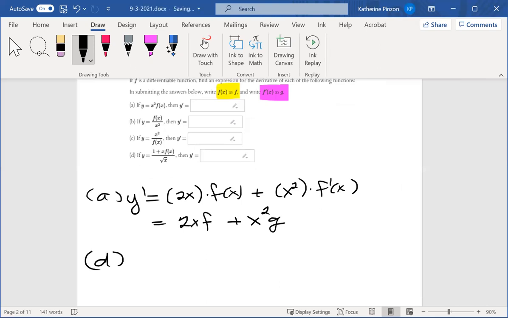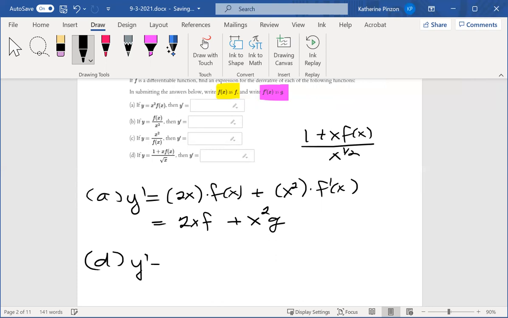D says 1 plus x f of x over square root of x. You can do D two ways. You could use the quotient rule, or you could rewrite it and not use the quotient rule. Which one do you want to do? Quotient rule. Okay, great. Before I start the quotient rule, I'm going to say that square root of x is the same as x to the 1/2.